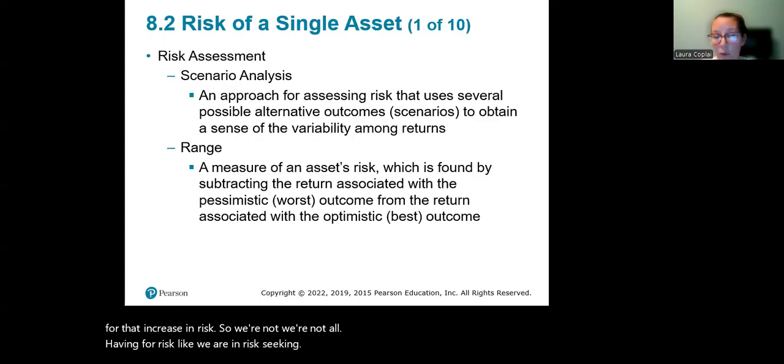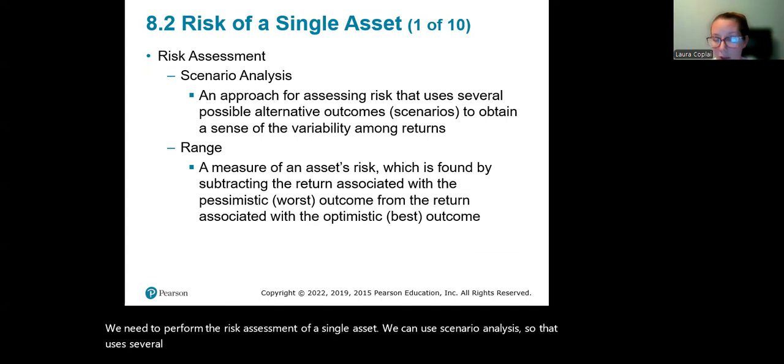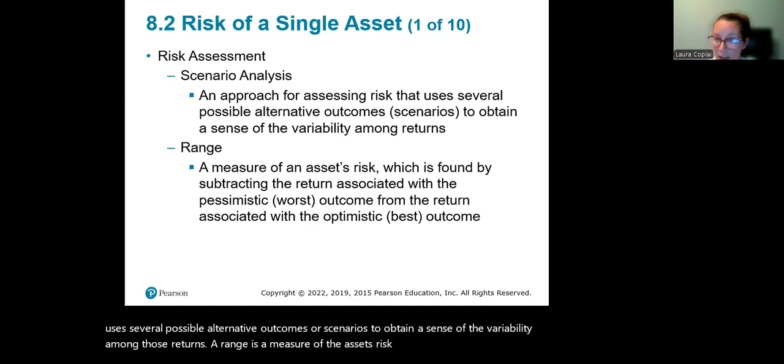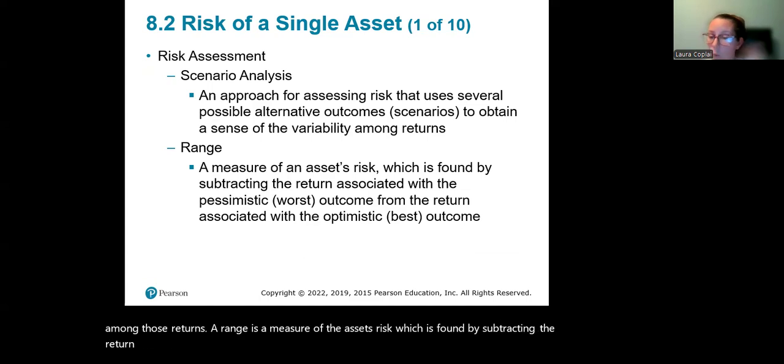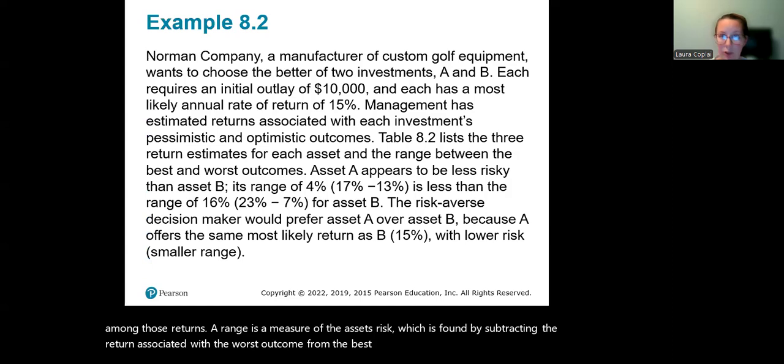We need to perform the risk assessment of a single asset. We can use scenario analysis, which uses several possible alternative outcomes, or scenarios, to obtain a sense of the variability among those returns. A range is a measure of the asset's risk, which is found by subtracting the return associated with the worst outcome from the return of the best outcome. So here's an example.